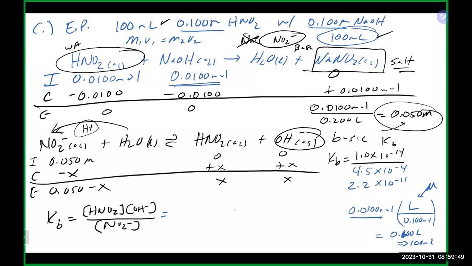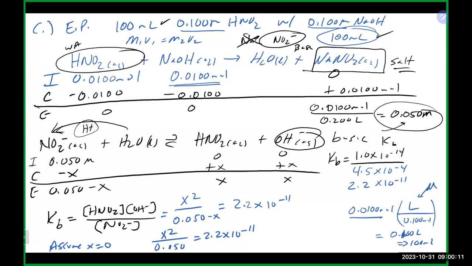All right. So putting this in can give us x squared over 0.05 minus x is equal to 2.2 times 10 to the minus 11. I'm going to assume and hope for a better outcome here. So let's assume that x is equal to 0. That's going to give us x squared divided by 0.05 equals 2.2 times 10 to the minus 11. So we're going to multiply the 0.05 to the other side. I'm also going to take the square root of it. And if you do all that, we will get an x is equal to 1.05 times 10 to the minus 6, I hope.